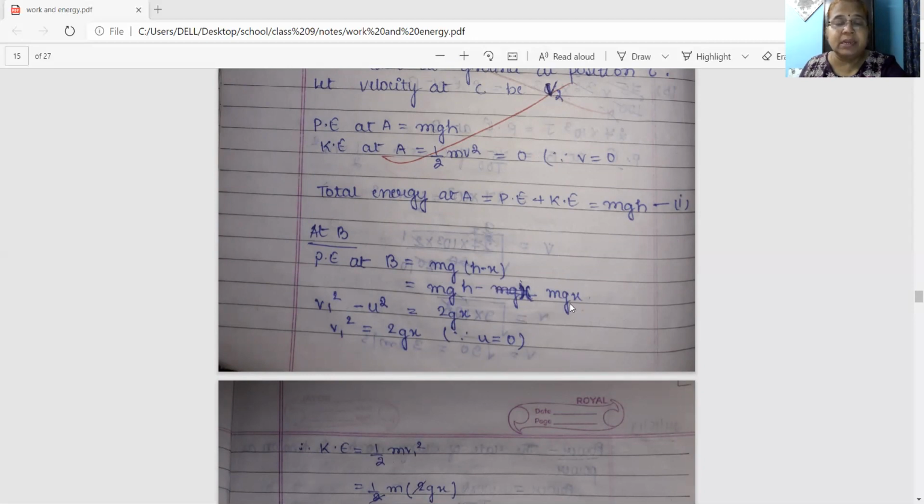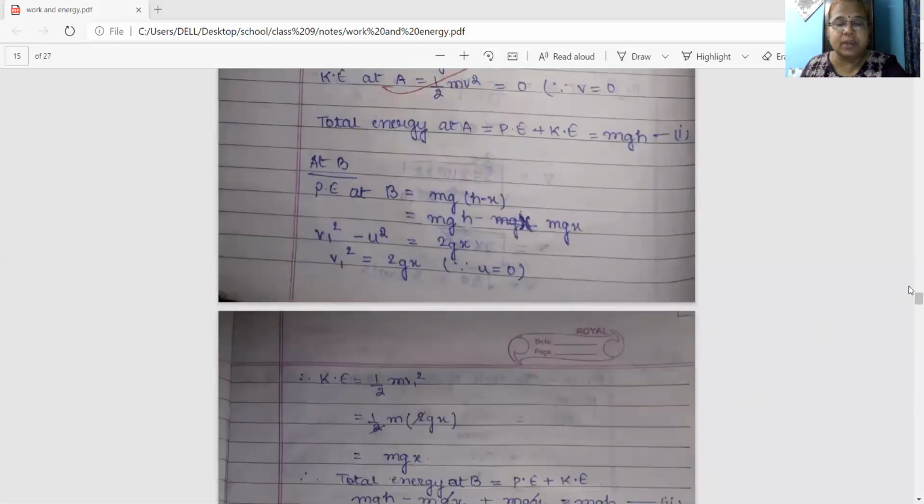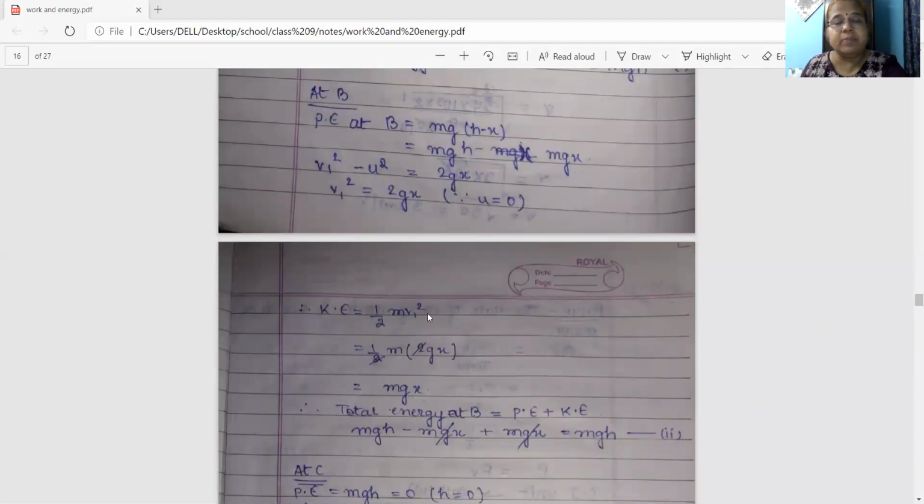Now for finding the kinetic energy at B, use the third equation of motion to find the value of v1. v1 square, that is the final velocity at B, v1 square minus u square, where u is the velocity at position A, is equal to 2g times the distance, as the body falls through a distance x. So in place of h, you write x. Since u is 0, v1 square will be equal to 2gx. Therefore, kinetic energy equals half m v1 square. This is equal to half m, and in place of v1 square you write 2gx. The 2 will get cancelled. You get mgx.